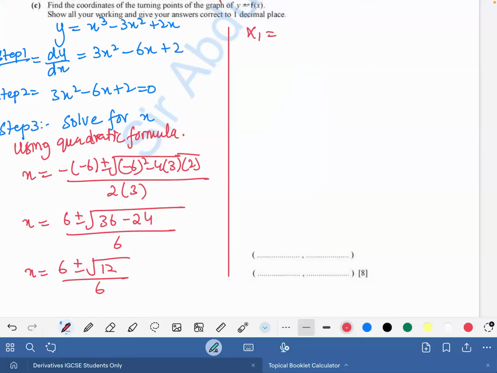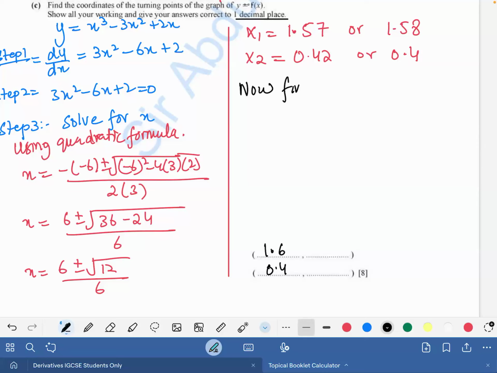x1 is 1.57, which is 1.58 after rounding off, okay. And x2 is 0.42, or 0.4 because they say correct to one decimal place. Agree? Yes. So I got two x coordinates. One of my x coordinates is 1.6 and another one is 0.4 to one decimal place. It is written here, one decimal place. So 1.57 can be rounded off to 1.6.